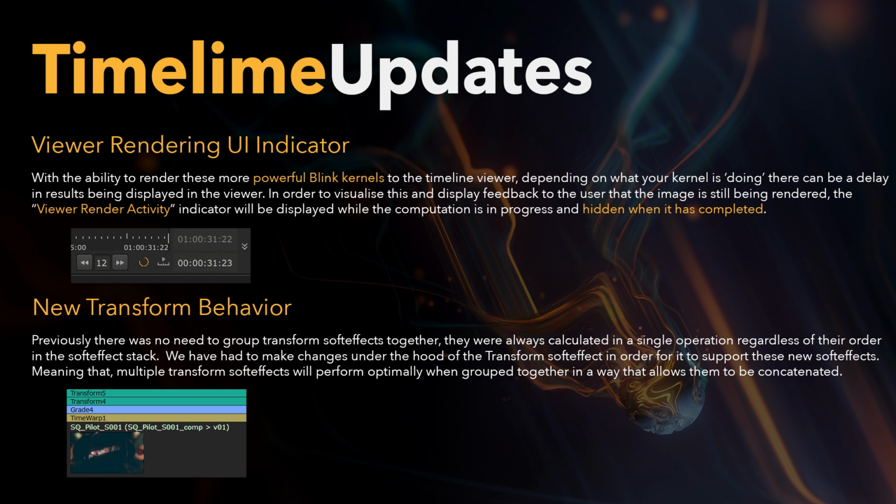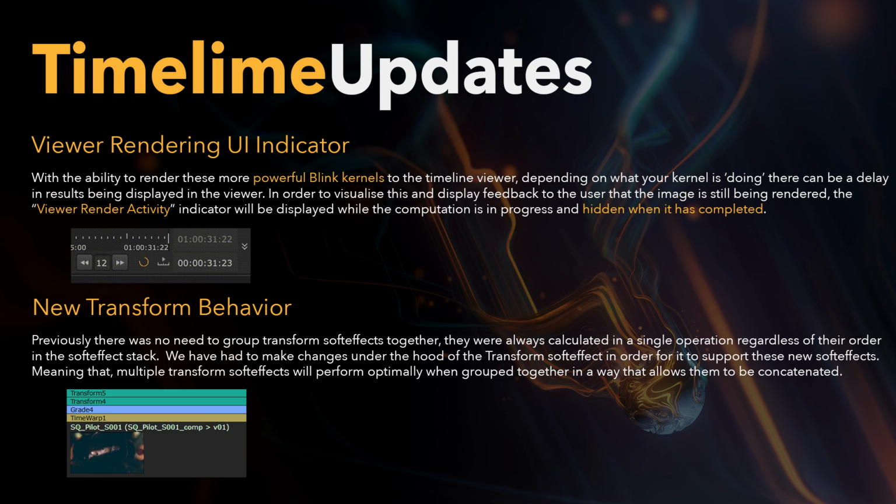Some additional timeline updates as well. So there is a new viewer rendering UI locator. So that'd be located right around here on my screen, but you can see it here. So if we are piling up a ton of soft effects and the image does need to render, there is a progression icon that will be circling around, so you can see, and it will go away once it is complete. And there's all new a new transform behavior as well.